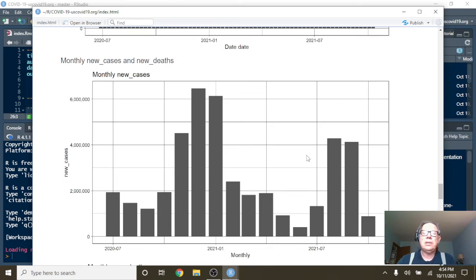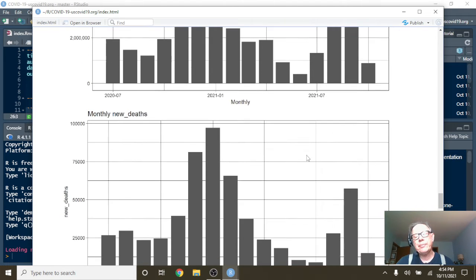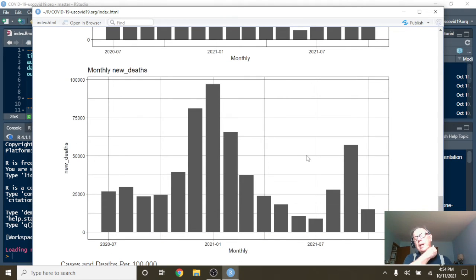What about monthly cases? Well, you can look at monthly cases. You can see, unfortunately, that August and September cases were the fourth and fifth most cases so far. And September's deaths was the fourth most so far.